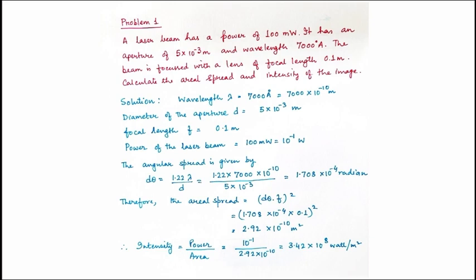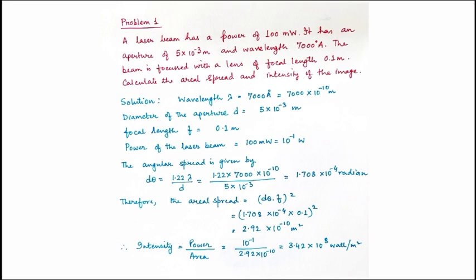So the first one is the areal spread. How do we get the areal spread? It is dθ into f, that is the focal length, squared. We have put in all the values because previously we found the angular spread. So it is angular spread into the focal length. So here is the answer. It is 2.92 into 10 to the power minus 10 meter square.